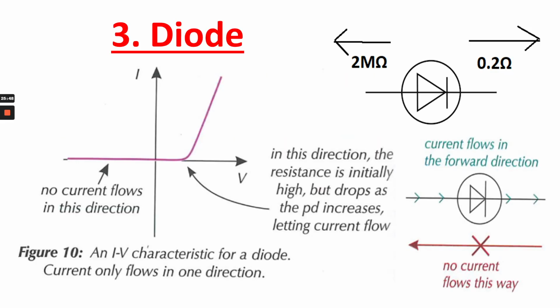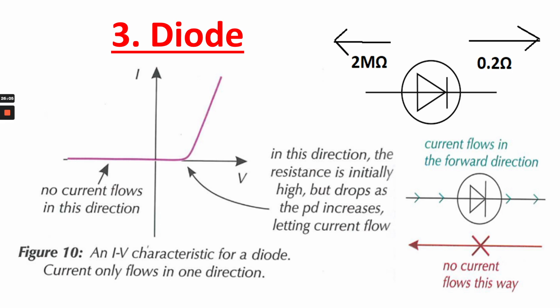Final IV characteristic you need to know is the diode. The main thing to take from this is nothing goes below the x-axis, which means no current flows in the reverse direction. So how does a diode work? How does a diode ensure the current only flows in one direction?